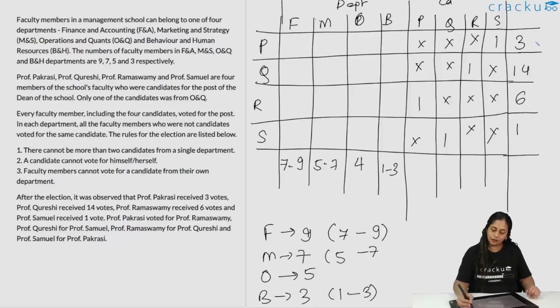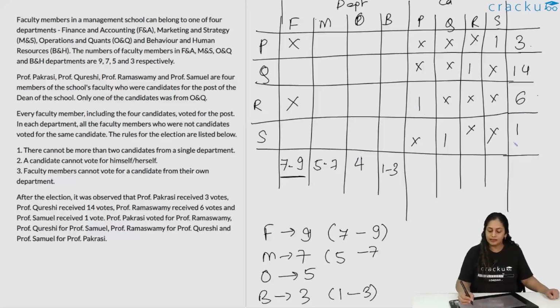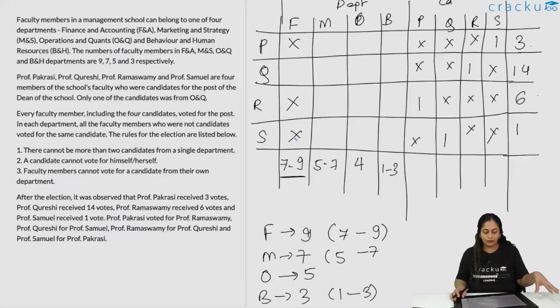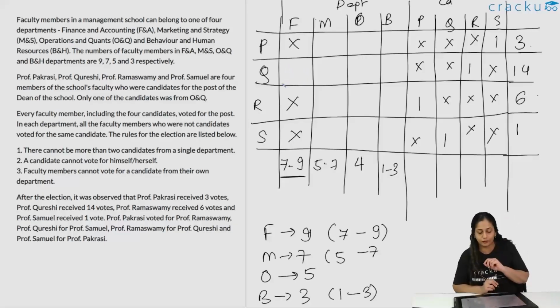Now, if I look at the totals over here, there are 3 votes over here, there are 14 votes over here, there are 6 votes over here and 1 vote over here. Can these 7 to 9 votes go to the person who has scored a total of 3 votes? No, because then that row total will definitely be above 3 as such. So F&A definitely didn't vote for Pakrasi. Similarly, can it go to somebody whose total is 6? So the remaining votes are 5. So if this is 7 to 9, they definitely didn't go over here. This row total is 1. So again, these guys definitely didn't vote for Samuel. So they will have definitely voted for Qureshi. So this 7 to 9 will come from here as such. So definitely they have voted for Qureshi.